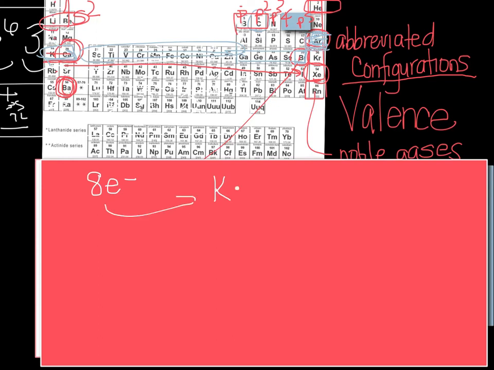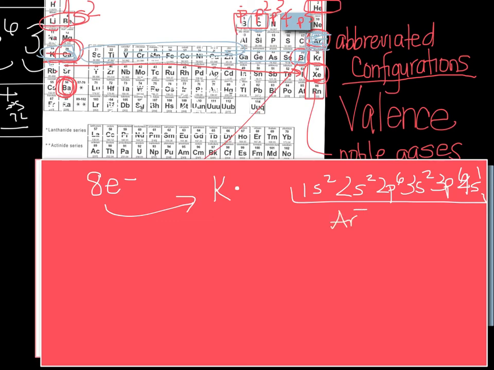Now, if it wants to have 8, there's 2 things it could do. If we were to write this whole thing out, 1s2, 2s2, 2p6, 3s2, 3p6, 4s1. This would be the whole thing. If we were going to do our shorthand, we would eliminate everything except our last one that filled. Potassium would look like argon with 4s1. So there's our dot, there's our shorthand abbreviation, and if it wanted to have 8 in its outer shell, it would either have to gain 7 more, and then it would look like krypton, or it could lose 1, and it would look like argon.